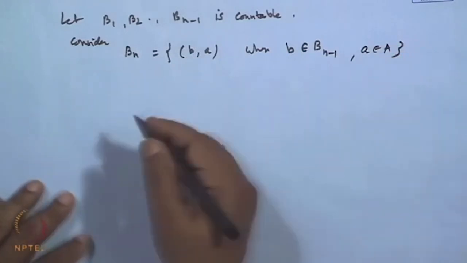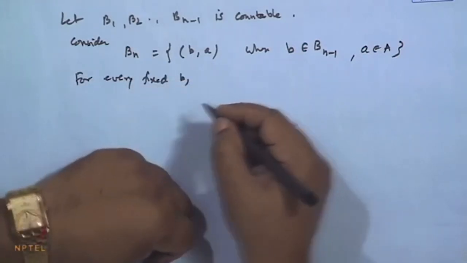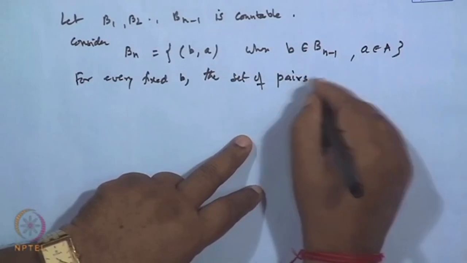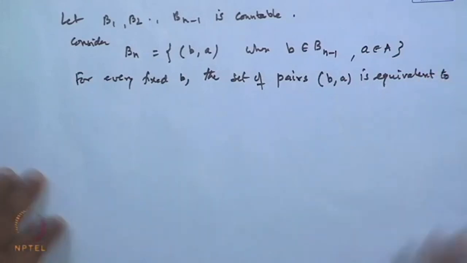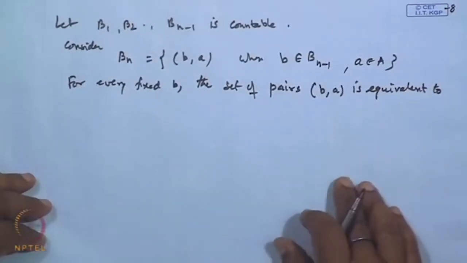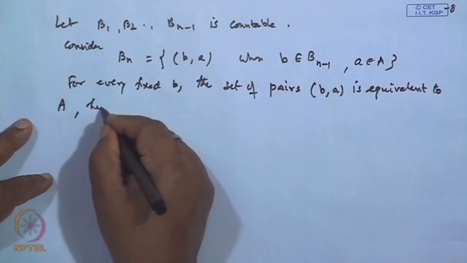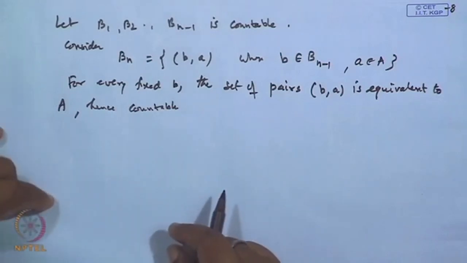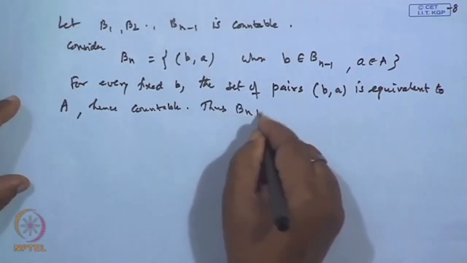So, for every fixed B, the set of pairs (B, A) is equivalent to A, but A is given to be countable, hence countable. So, thus Bn is countable. Thus, Bn is countable.